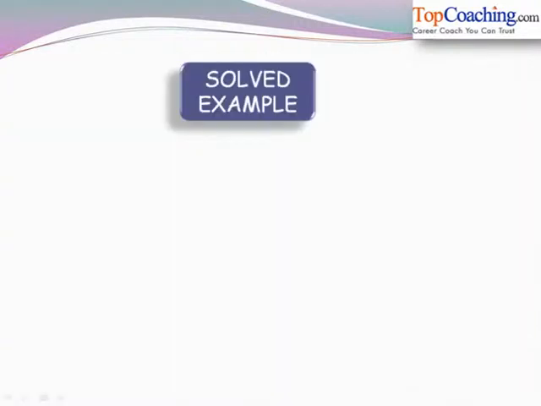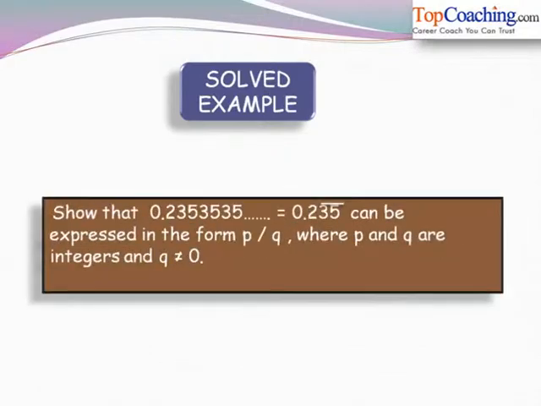Now let's try to see a solved example. Show that 0.2353535..., which is equal to 0.235 with a bar over 35, can be expressed in the form of p by q, where p and q are integers and q is not equal to 0. So we have been given the number 0.235353535 and so on, where 35 is the block that is repeating, and we have to show that this number can be expressed as a rational number in the form of p by q, where p and q are integers and q is not equal to 0.